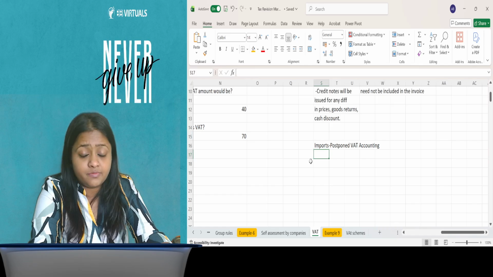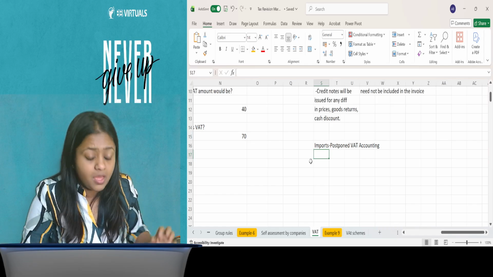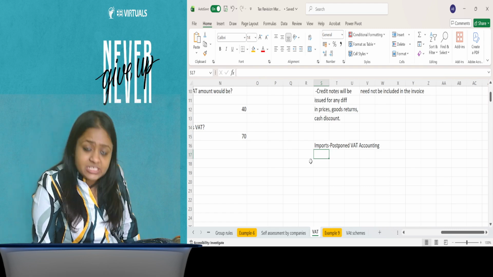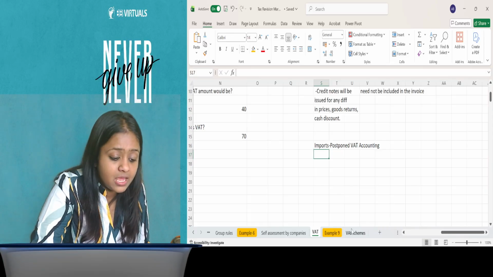For exports, they are zero rated transfers. Exports are always zero rated. We can claim input VAT credit on the same, but no tax will be applicable in case of exports. Done. Last pointer here that I have to cover is the VAT schemes.